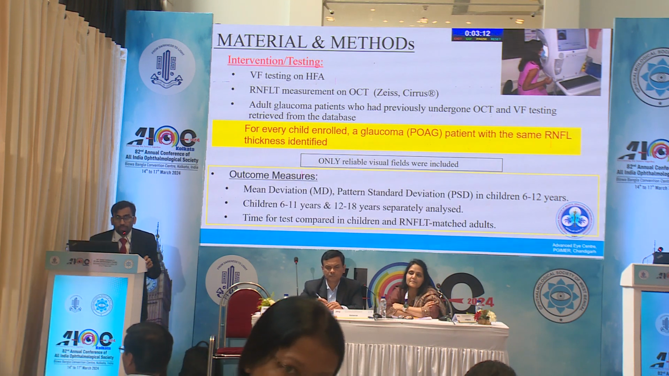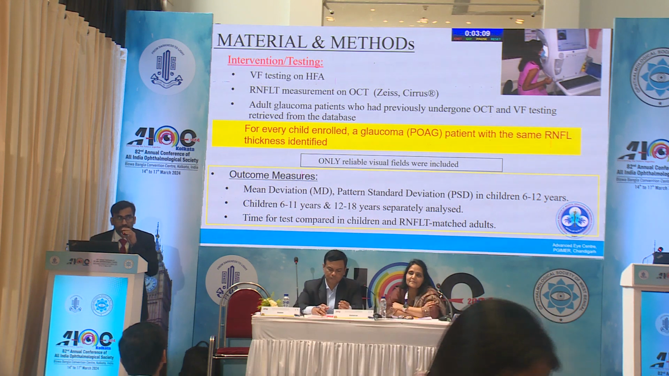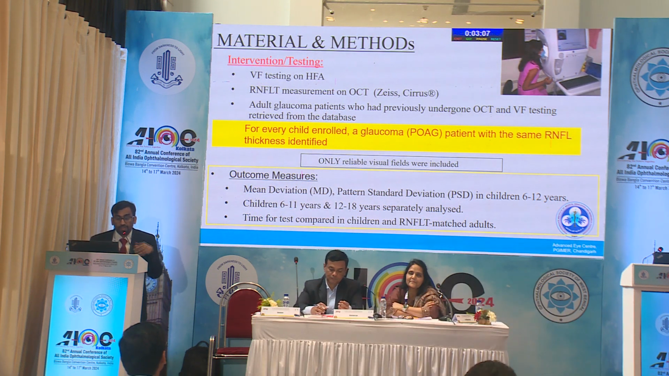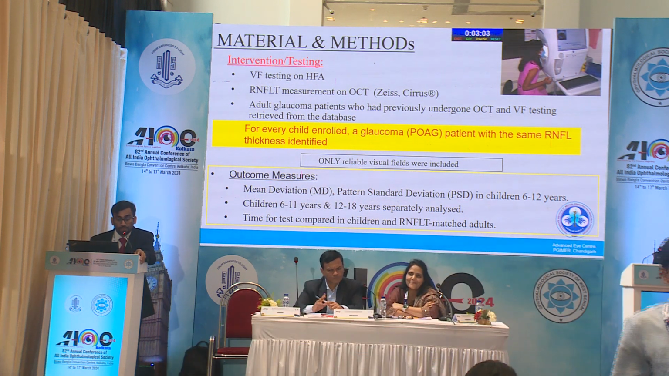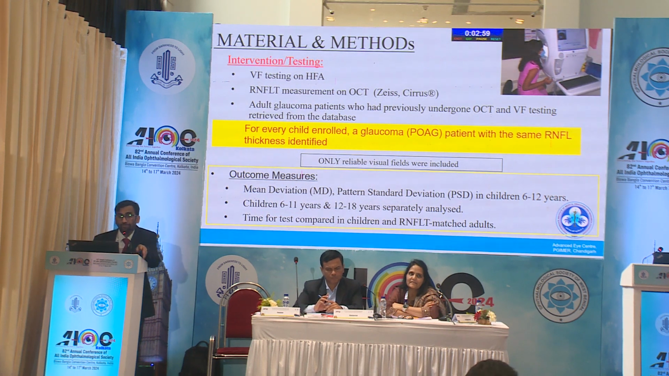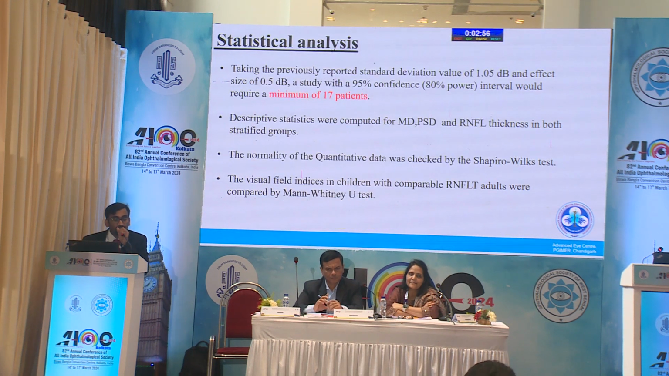The main outcome measures were mean deviation and pattern standard deviation. The children were classified as children aged 6 to 11 years and children aged 12 to 18 years, and were analyzed separately. The minimum sample size required was 17 patients per group, and relevant statistics were used.